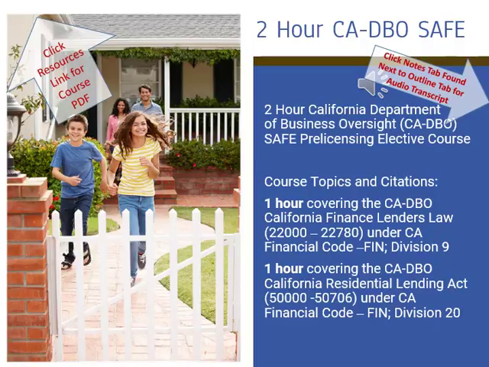Course topics and citations: 1 hour covering the California DBO, California Finance Lenders Law, and then 1 hour covering the California Residential Lending Act. Finally, this course is broken into 2 modules. Each module does contain a short quiz at the end, as well as an assignment where you post a couple answers to questions and then notify the instructor in the final item in each module that you have completed the assignment. Your next content item will be released after the instructor has verified successful completion of the assignment.